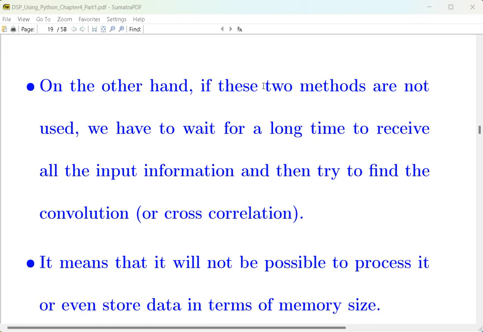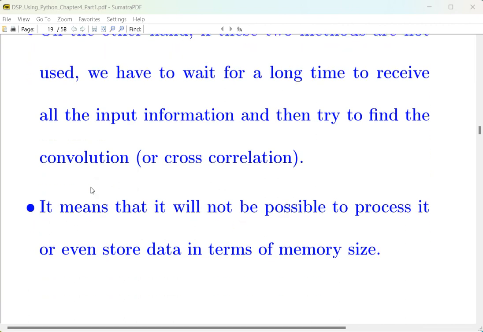On the other hand, if these two methods are not used, we have to wait for a long time to receive all the input information and then try to find convolution or cross-correlation, which is impossible in a practical environment. Because the length of output, called ny, is equal to nx plus nh minus 1. So you need to gather all information, then do some processing. Absolutely impossible. It means that it will not be possible to process it or even store data in terms of memory size.